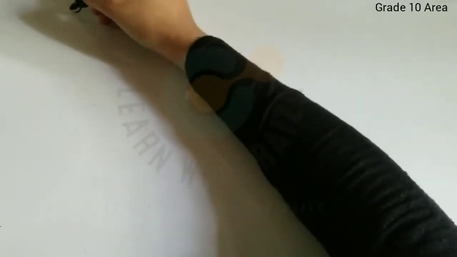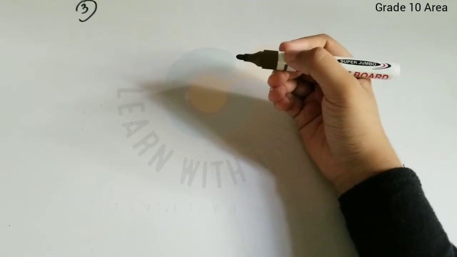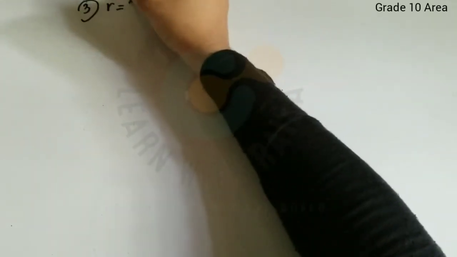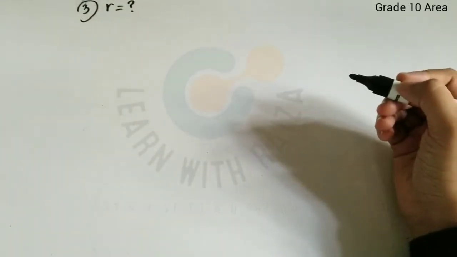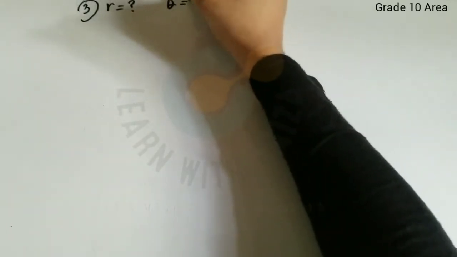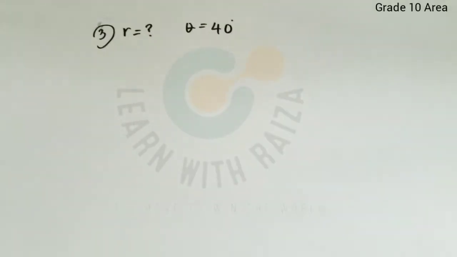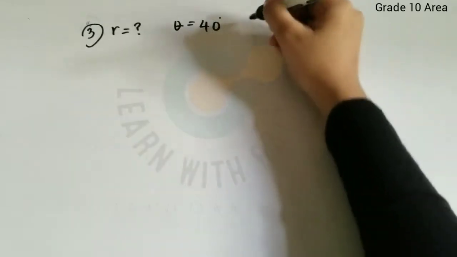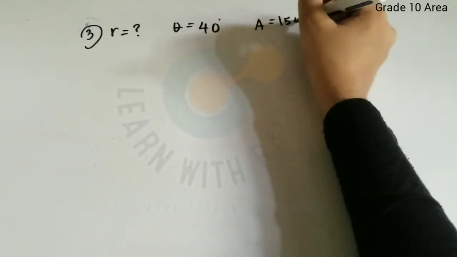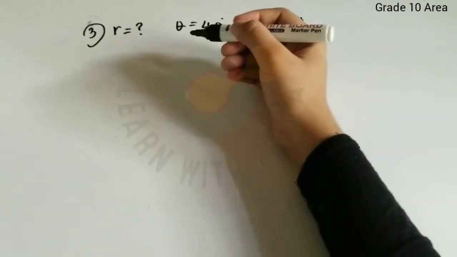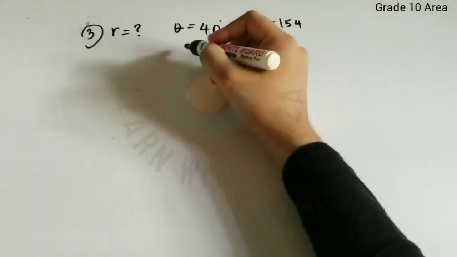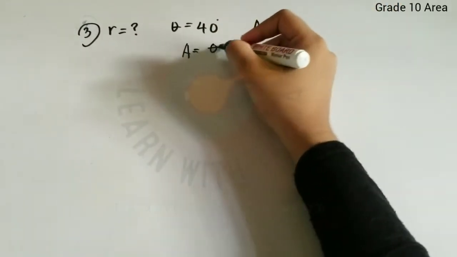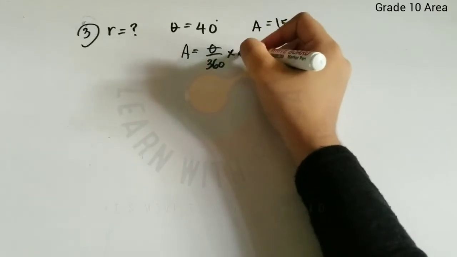Now we'll go to the third question. It says, find the radius of a sector whose center angle is 40 degrees. I'm writing here theta is equal to 40 degrees, and area is 154. Now how can you find it? Look at the board. This is also related to the changing the subject of the formula lesson. So area is equal to theta upon 360 into pi r squared.